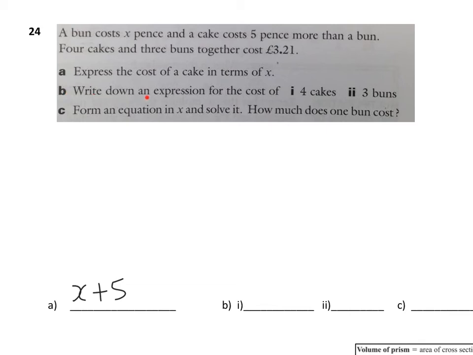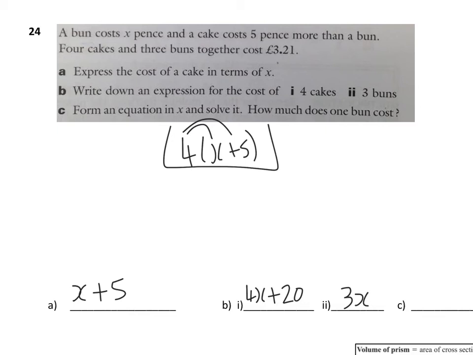Part B. Write down an expression for the cost of 4 cakes. Well, a cake, that's the cost of 1 cake, so 4 cakes would be 4 of that. And if you expand that bracket out, you'd get 4x plus 20. It doesn't say, but I would expand out just to make sure. It says then on part 2 to write down an expression for the cost of 3 buns. 1 bun is x, so 3 buns would be 3x.